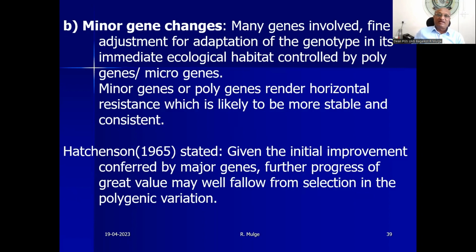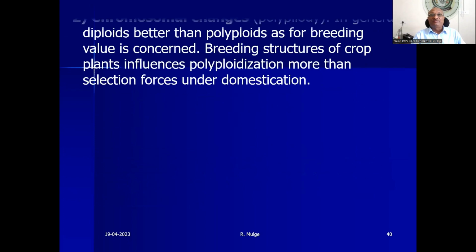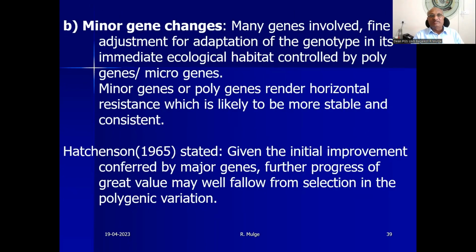Hutchinson in 1965 has stated that given the initial improvement conferred by the major genes, further progress, greater value may well follow from the selection in the polygenic variation process. Change, you can get it from the major gene, but subsequently, finer adjustment, more value you can get from the changes in the polygenes, minor genes.